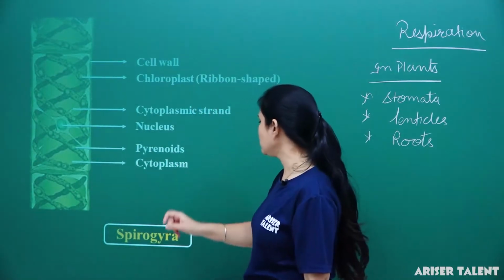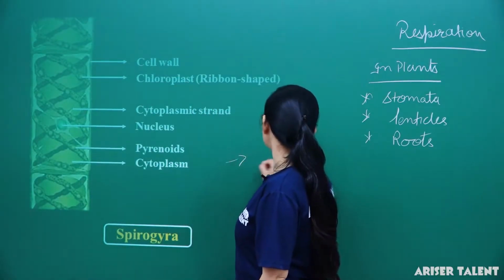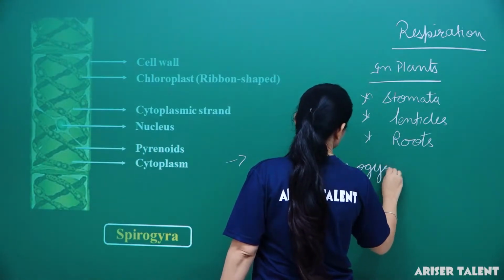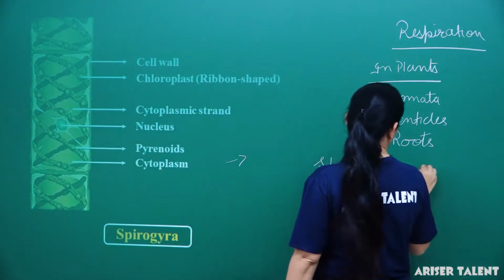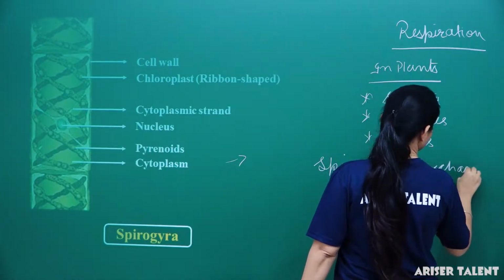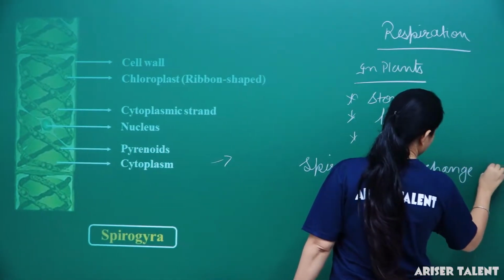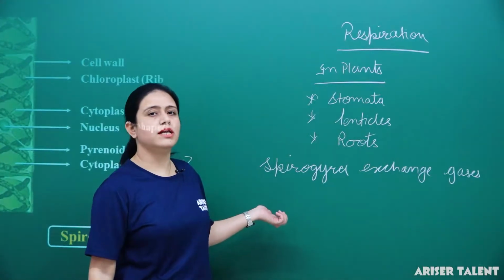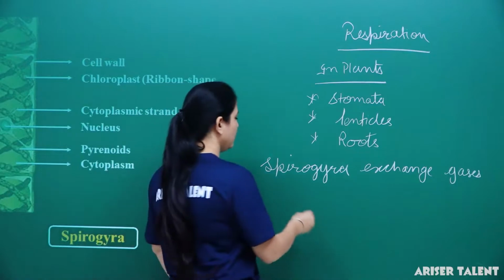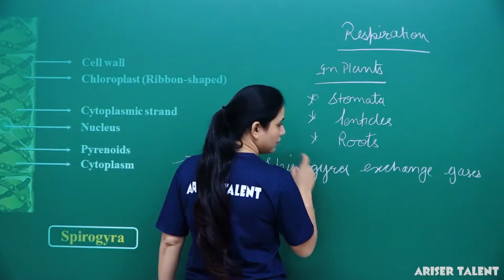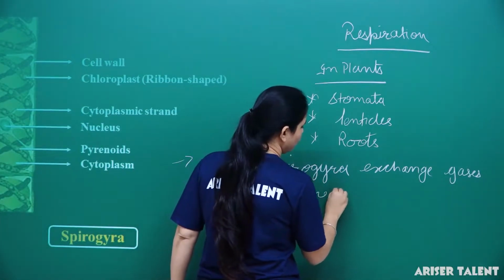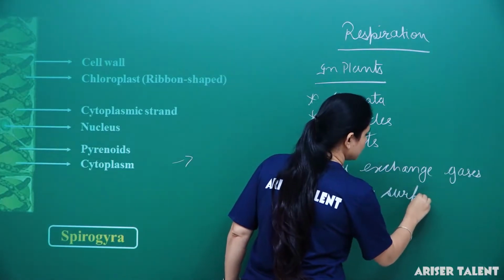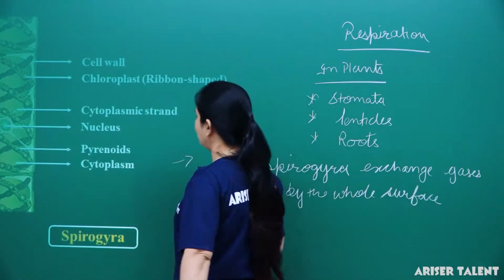Okay, so what is the special feature about the Spirogyra? That Spirogyra exchanges gases. Which gases? Intake of oxygen and release of carbon dioxide by the whole surface. Okay, so this was just an example of Spirogyra.